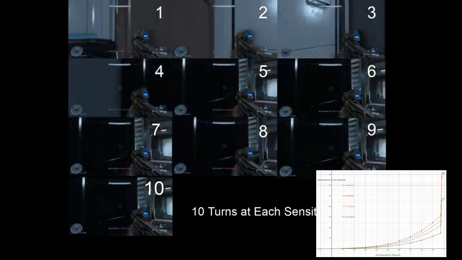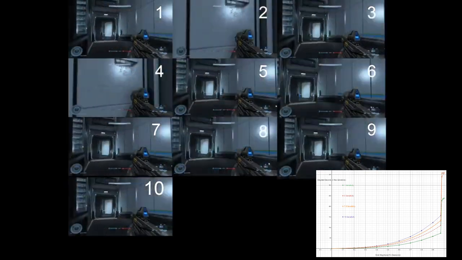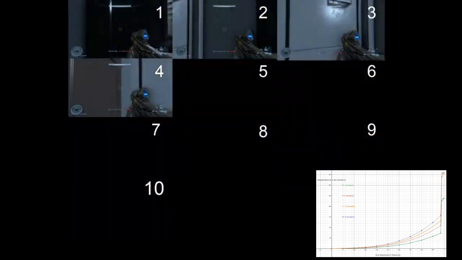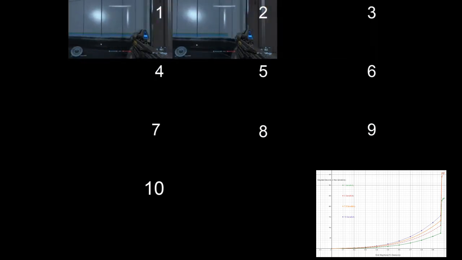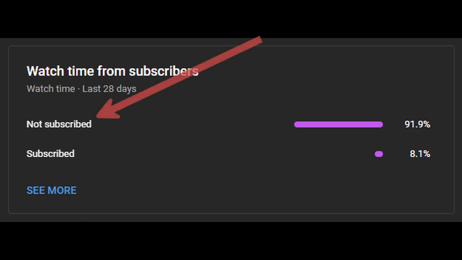Next, understand that 10 sensitivity is only twice as fast as 1 sensitivity. Also understand that every sensitivity past 5 has the same max turn speed. Once you go below 5, you start to lower your maximum turn speed. Change this to this.